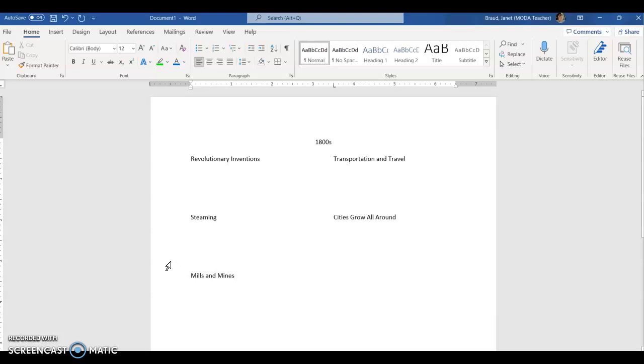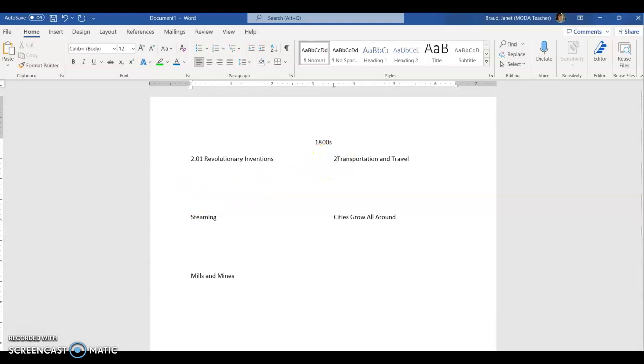I would have a document. You can do this on paper. You can do it in a Word document. I put a note to remind myself that this is the 1800s that we're looking at. Lesson 1, this is 2.01, was revolutionary inventions. And I would list everything under here that I learned about revolutionary inventions.